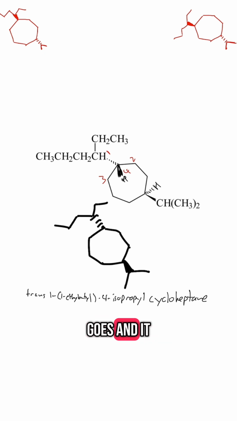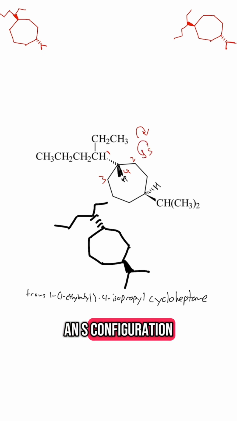But what you can do if it's the other way around like this, you just see which way it goes, and it goes clockwise like this. But then remember, because your main one is on the dash, you reverse it. So really it's like this. So this is an S configuration.